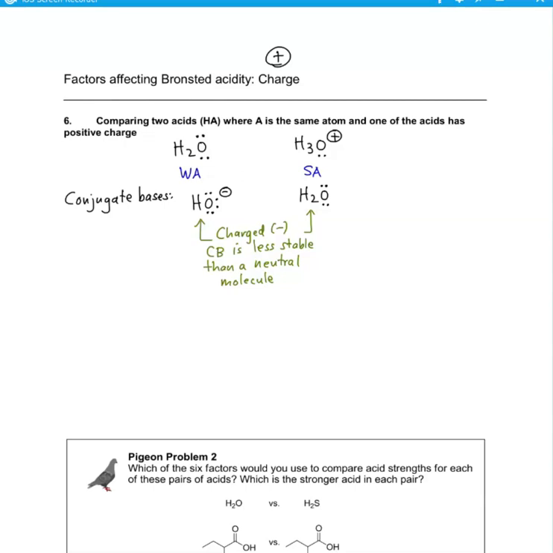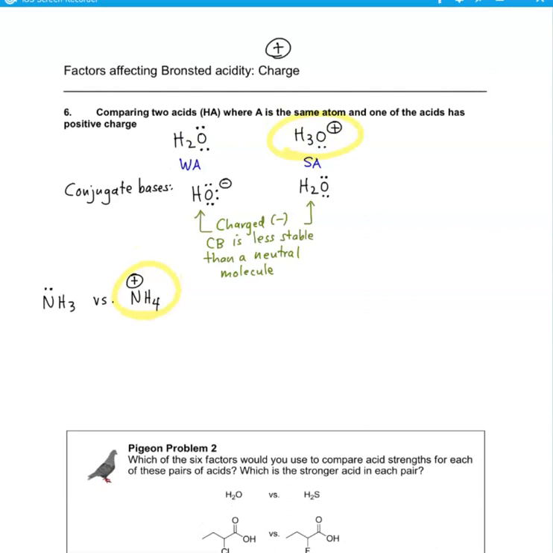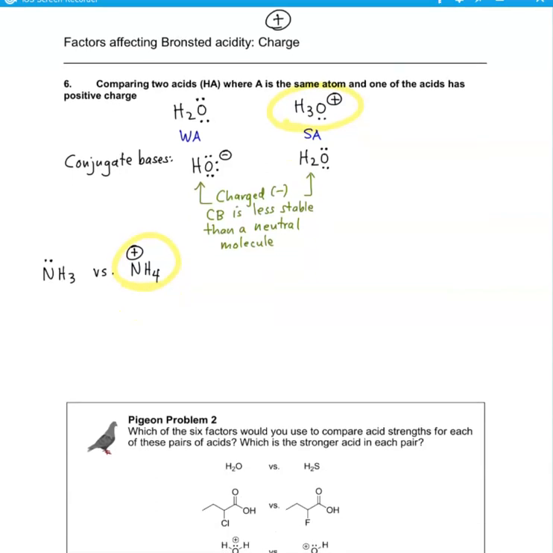Let's look at another pair of examples for this. Let's take a look at ammonia, oops, not water, and ammonium. Okay, so once again, it's going to be the one that has the positive charge that's stronger. Notice that what we're looking at, though, is where the protons are attached to the same element. So we can't compare apples to oranges. Let's look at one more example.